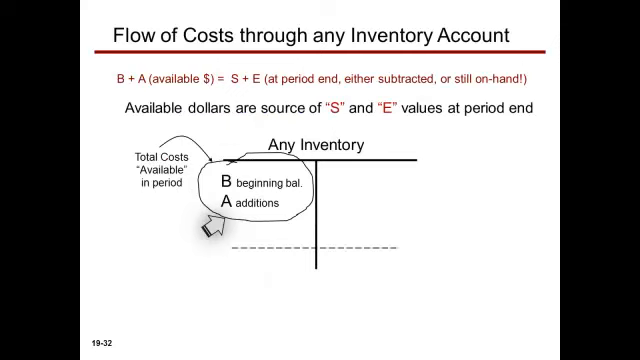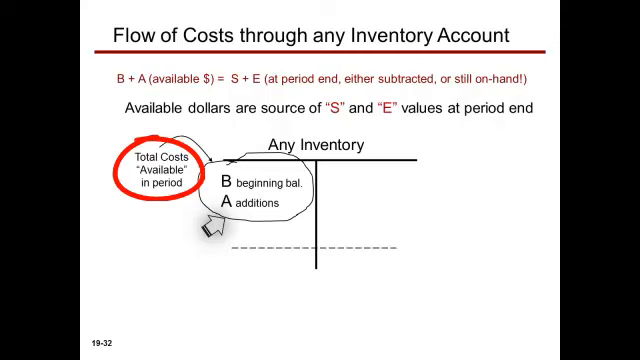I want to emphasize a generic flow of costs through any inventory account, be it raw material, work in process inventory, or finished goods inventory. Here are the characteristics of costs as they flow through an inventory account. It's what I call the base formula. The beginning balance of an inventory account plus any additions during the month equal the total costs available during the period.